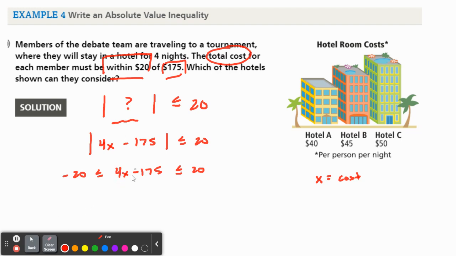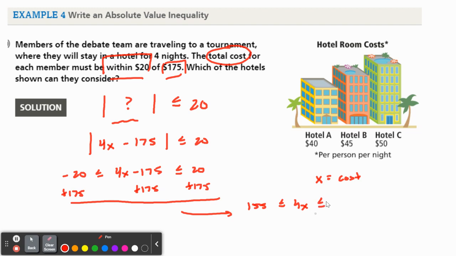And now we need to solve this for X. We need to find out what the cost per person could be. So again, we're going to add 175 to all three parts. I'm going to come over here where we have more room. Negative 20 plus 175 is 155. That would be if you were $20 less than 175. That's 155, less than or equal to 4x, which is left over so far, less than or equal to, and now if we spent $20 above the 175, that would be 195.